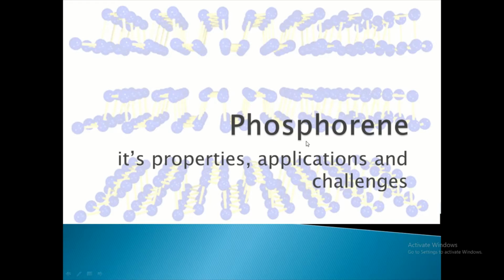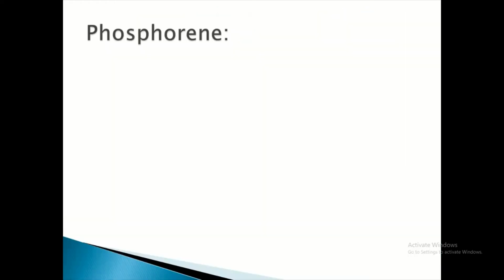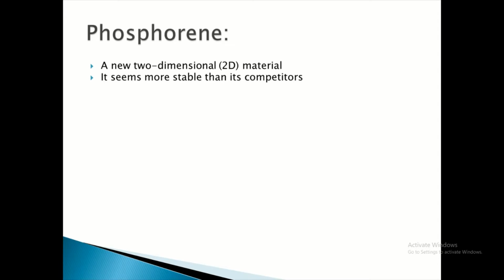Bahomet and today I am going to talk about phosphorene, a 2D material, and I am going to talk about its properties, applications and challenges. So what is phosphorene? Phosphorene is a new two-dimensional material. It seems more stable than its competitors. It is a single or few layer form of black phosphorus.